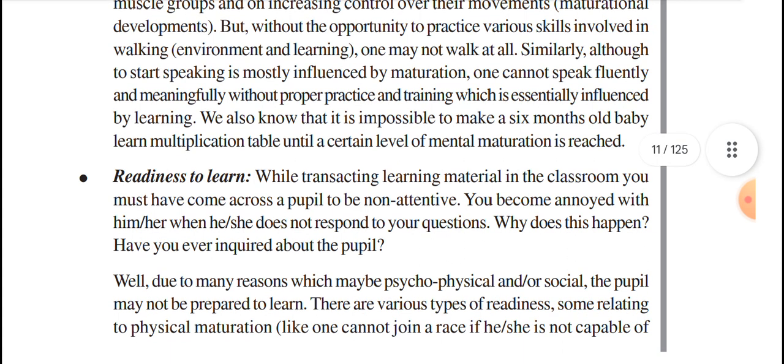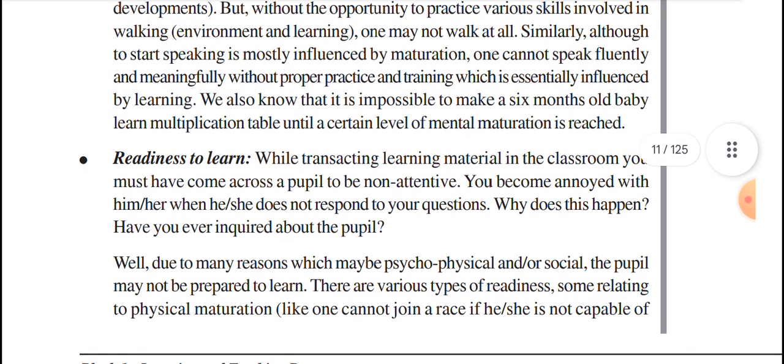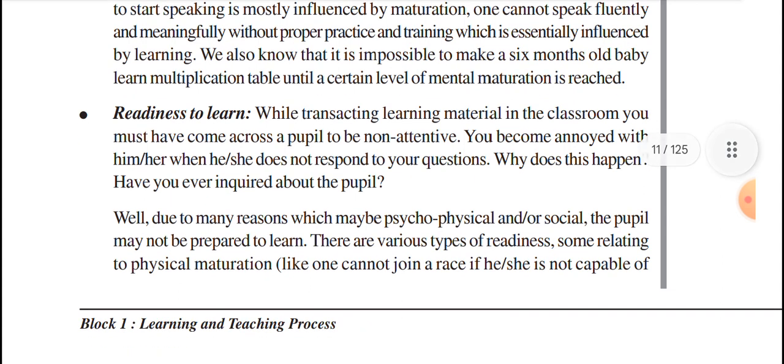Readiness to learn. While transacting learning material in the classroom, you must have come across a pupil who is non-attentive. You become annoyed with him or her when he or she does not respond to your questions. Why does this happen? Have you ever inquired about the pupil? Well, due to many reasons which may be psychophysical or social, the pupil may not be prepared to learn.